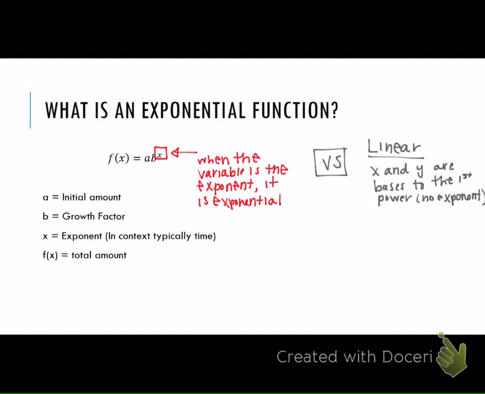The big difference is that if you see an exponent that's a variable, it's exponential. If it's linear, it won't have any exponents at all. It will have y equals mx plus b, or y minus y1 equals m times x minus x1, or maybe standard form even, okay? Those x and y do not have any exponents. They have an exponent of 1. So that's the big difference.